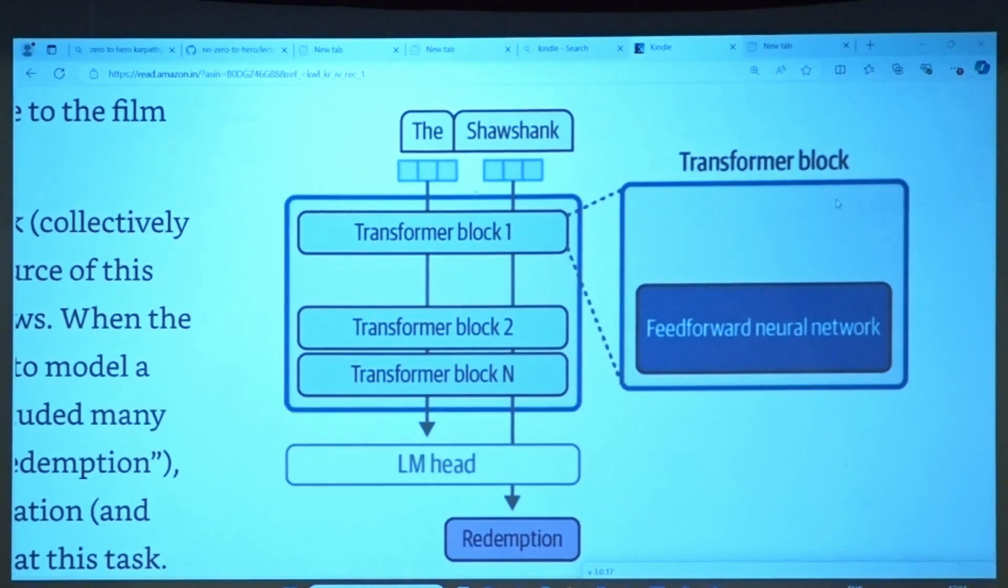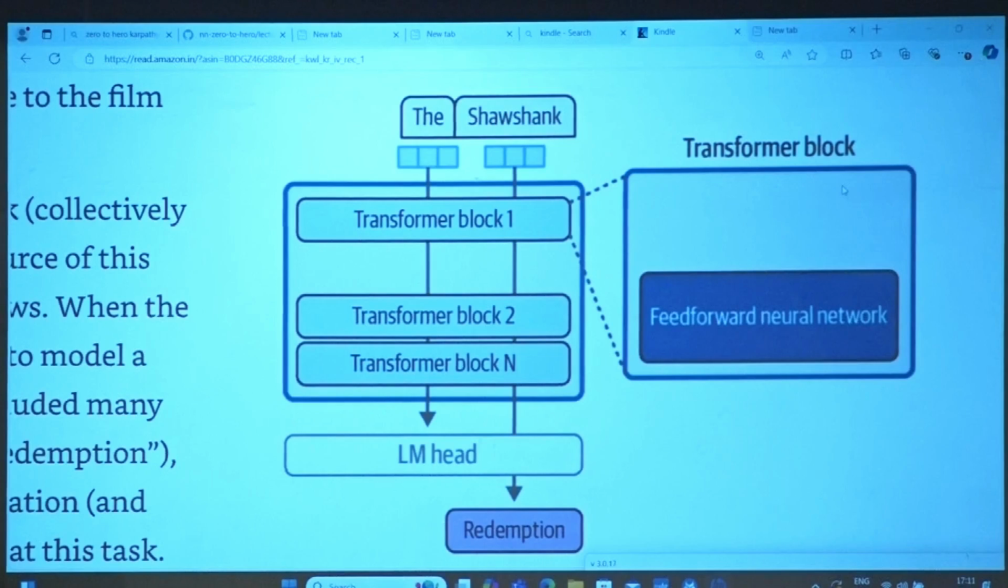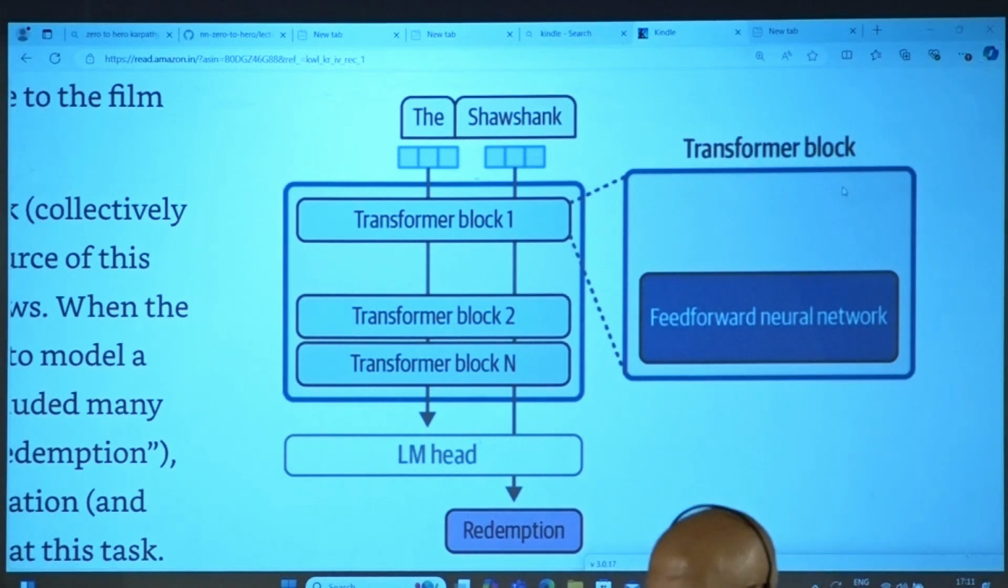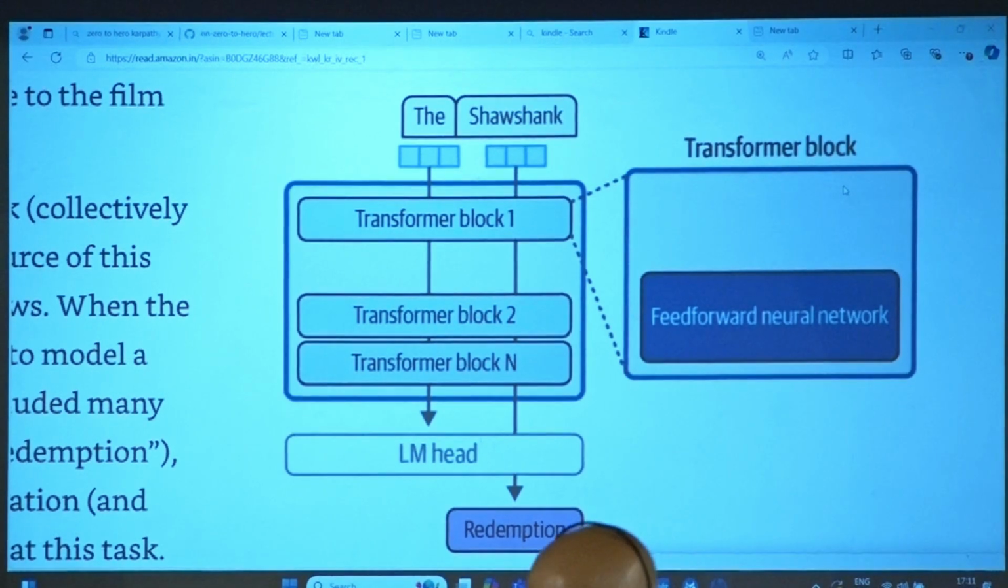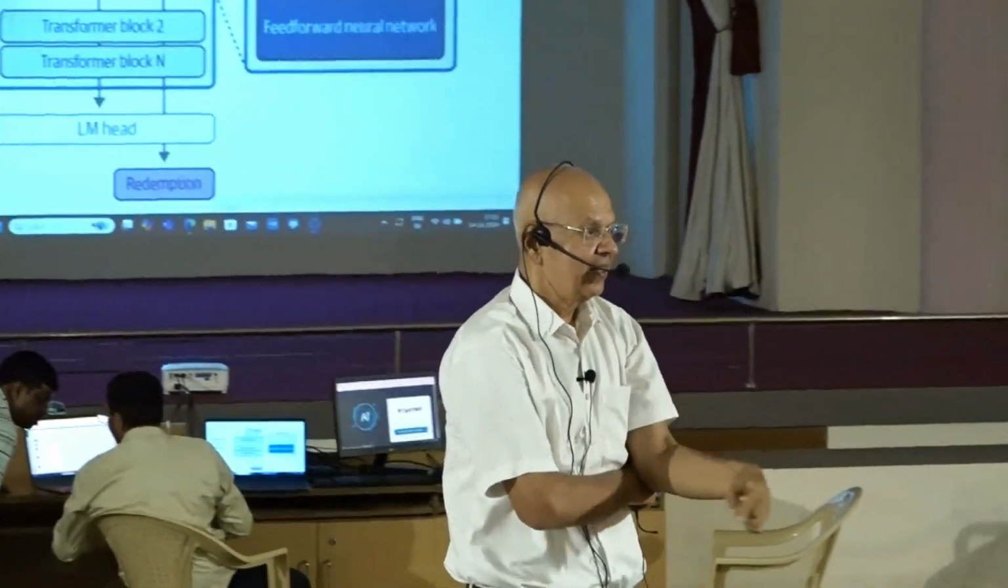Redemption. Now if I say the Shawshank, full stop, the next word is what? Redemption. Now you tell me, for getting redemption, is attention involved or feed forward involved? It's feed forward. It is because so much knowledge of movies has come that the moment you use the first phrase, you are able to give the second phrase. This is coming out of the feed forward networks. This is coming from knowledge which has been gained.